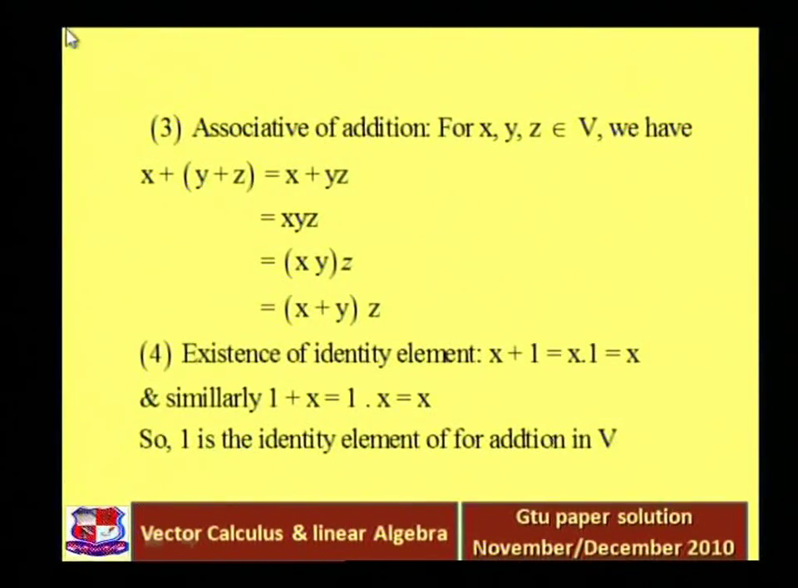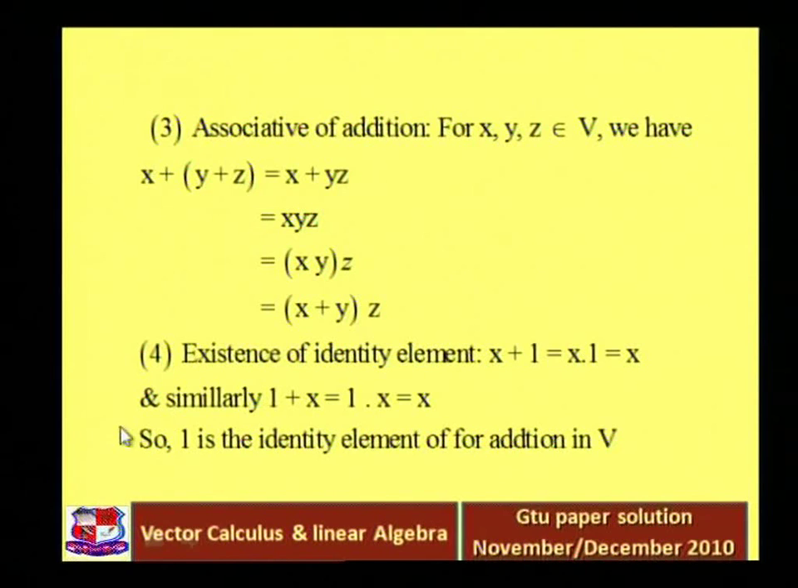Next is associative for addition. For x, y, z belongs to V, we have x plus in bracket y plus z. Now y plus z can be written as y into z, and x plus y into z, that is also a positive real number. So the addition of these 2 positive real numbers can be written as x y z. Now x y z can be written as x y in bracket, outside the bracket z, and then x plus y, and then z. Okay, and that is equal to in bracket x plus y plus z. So clearly associative law is also satisfied for addition.